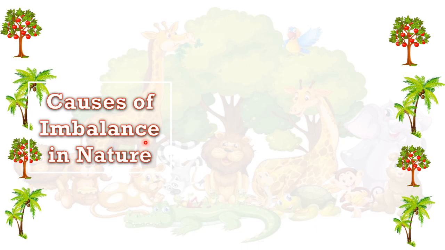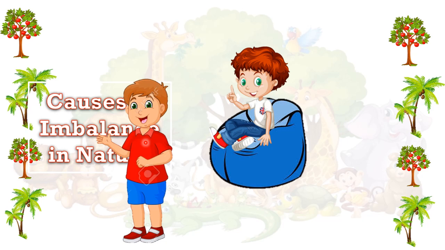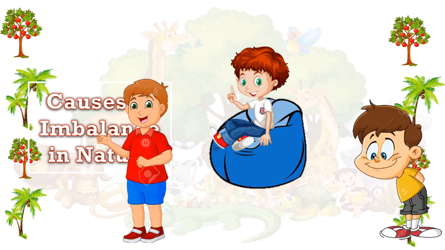For example, if I am having 6 candies and 3 boys, Abhisht, Utkarsh and Nitkarsh. How many candies am I having? 6 candies. And how many boys? 3 boys. And if I distribute 2 candies to each boy, it means I have distributed equally. So this is the situation of balance.